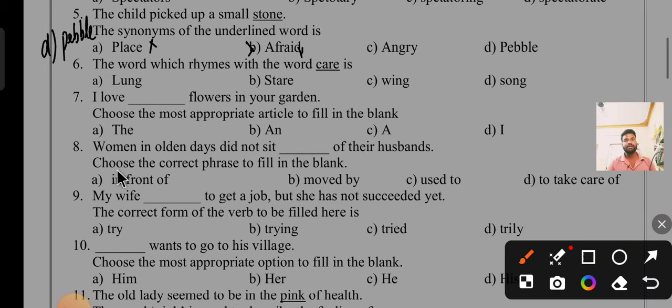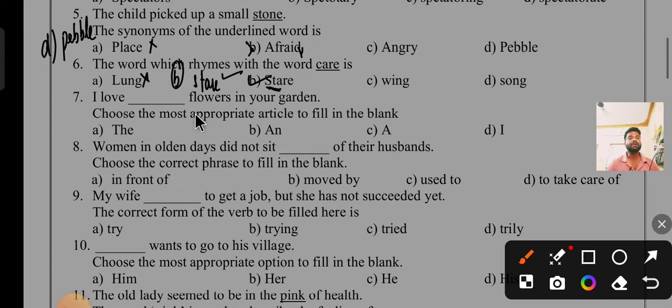Okay, next, sixth question: the word which rhymes with the word care is, which one rhymes with care? Lung is wrong. Stair is right, my dear students. Option B, stair, is the right answer. Wing is also wrong, song is also wrong, my dear students.